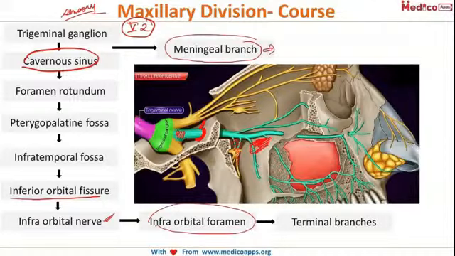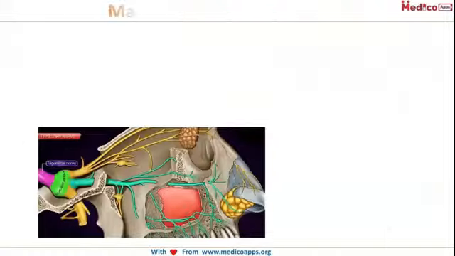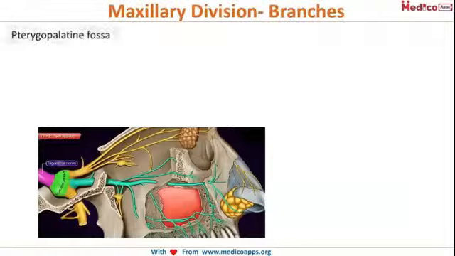So this was a brief overview of the course of the maxillary division, and within each of these areas the maxillary division gives out some branches. Now let's look at some branches. The first branch we have already learned, that is the meningeal branch, which is an intracranial branch of the maxillary division. Next, after it exits, it will give out some branches within the pterygopalatine fossa.